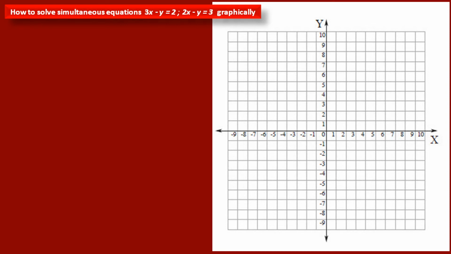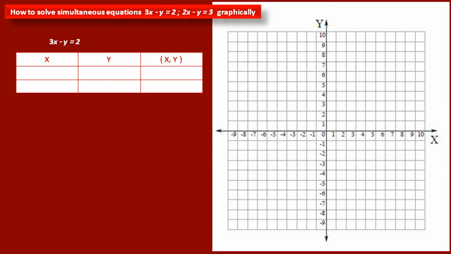Now see the first equation. 3x minus y is equal to 2. This is given first equation. Now we have to find 2 points by using table which satisfy this equation. Let us take value of x as 0. If we substitute this value in equation 3x minus y is equal to 2, we get value of y as minus 2. And therefore coordinate of this first point are 0 comma minus 2. That means x coordinate is 0 and y coordinate is minus 2.